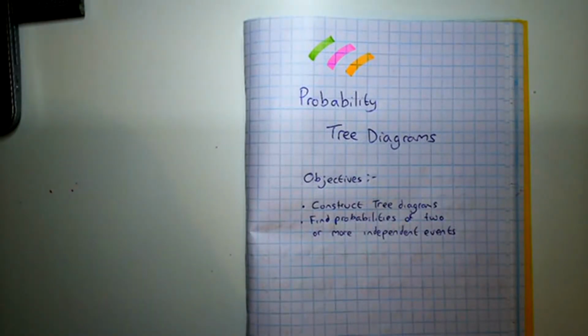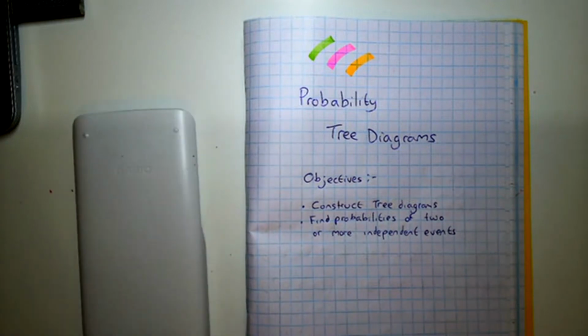So today we're going to look at probability tree diagrams, to be specific. And what we're going to learn to do is construct tree diagrams and use them to find probabilities of two or more independent events. We'll talk a little bit more about what a tree diagram is, what independent events are in a minute, but just a couple of pieces of information and equipment that will be useful today.